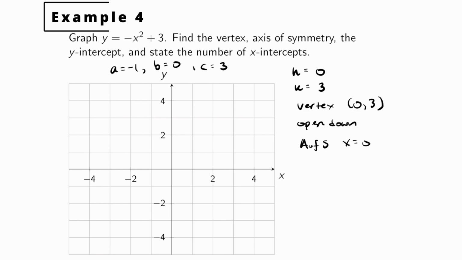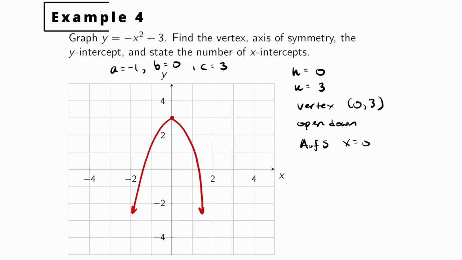In any case, if we graph this, oh yeah, the y-intercept is 3. It's c, right? So anyway, here we go. That's the vertex. It should look like this. And it should be symmetric about its axis of symmetry, but it's not always easy to graph it like that.